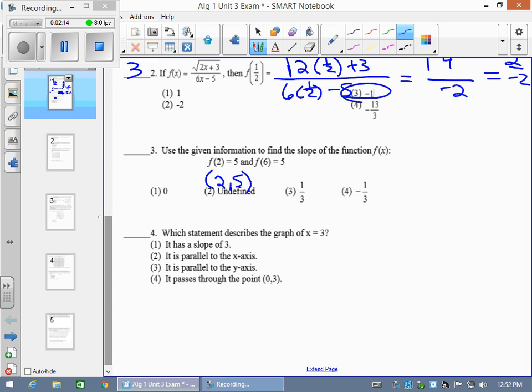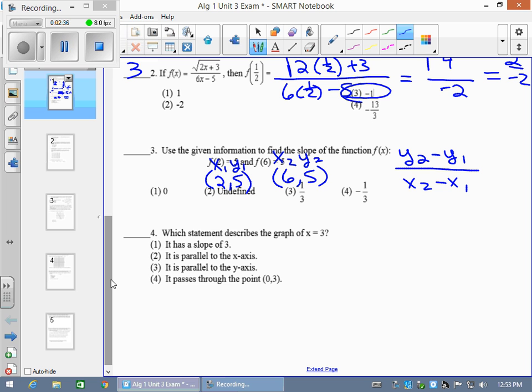Taking a look at question 3, you would have to realize that f of 2 equals 5 really represents the ordered pair (2, 5). f of 6 equals 5 represents the ordered pair (6, 5). If you want to find the slope, you have to remember the slope formula is y2 minus y1 divided by x2 minus x1. So I'm going to label each ordered pair. Label this one x1, y1, meaning that's my first point, and this one x2, y2, meaning that's my second point.